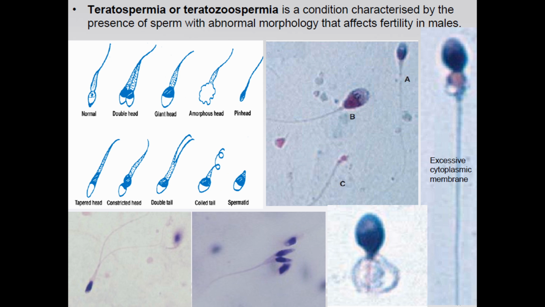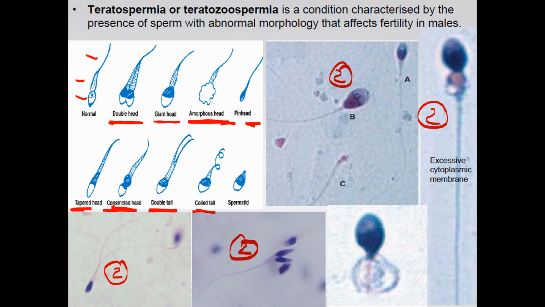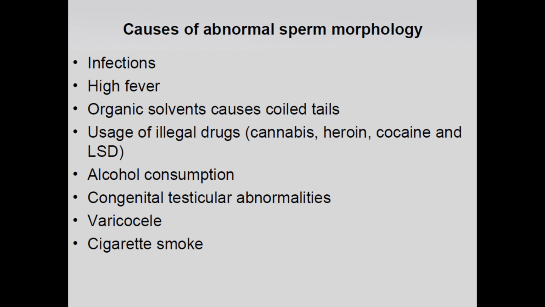Now come to the morphology. That one is a normal morphology: head, body and tail. Now come to the abnormal morphology. Sometimes there is a double head, sometimes a very giant head, sometimes amorphous. Amorphous means an irregular shape. Sometimes there is a pin head, tapered head, constricted head, sometimes double tail or coiled tail. So that one is a double head sperm, that one is a double tail sperm, giant sperm, and that one is a normal morphology sperm. So we have to report normal sperm count, motility, morphology and viability.